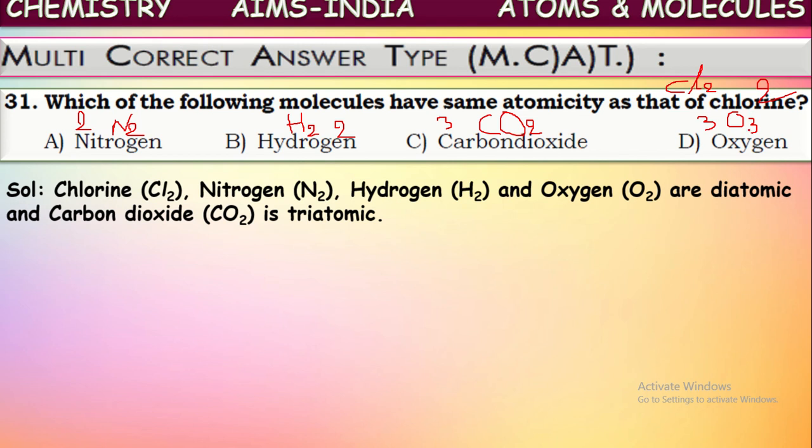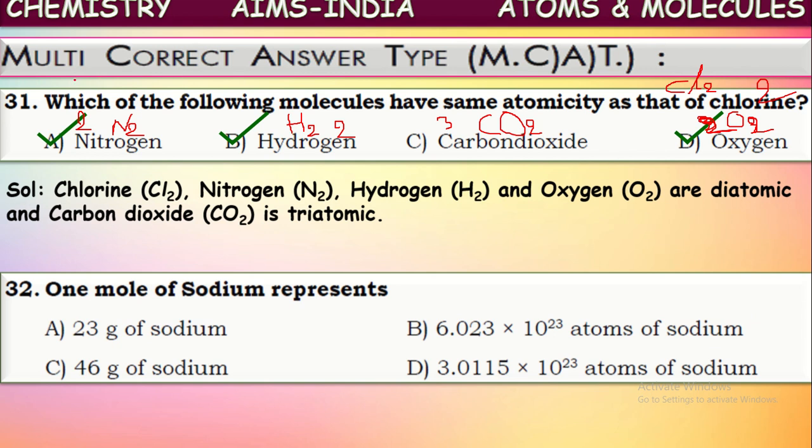They asked here, sorry, it is oxygen, not ozone. Oxygen atomicity is 2 because the molecular formula is O2. Now, the molecules nitrogen, hydrogen and oxygen have the same atomicity 2 as that of chlorine. Okay, now the correct answer will be A, B, D. But carbon dioxide has atomicity 3, not 2.